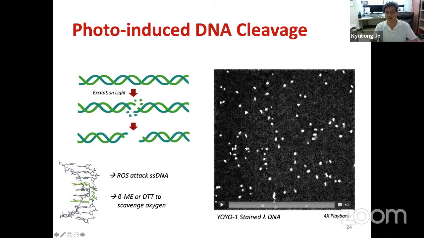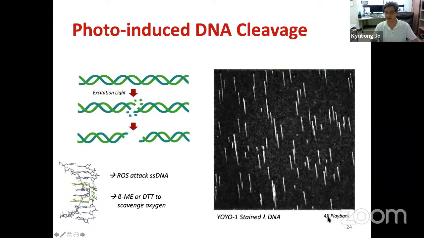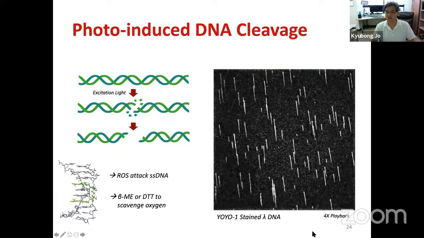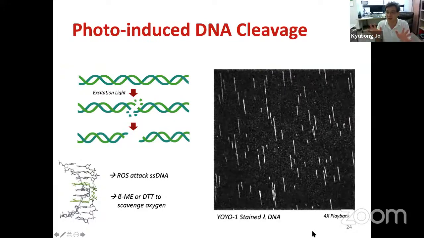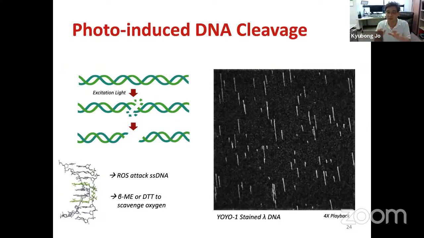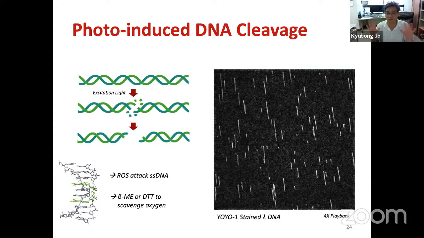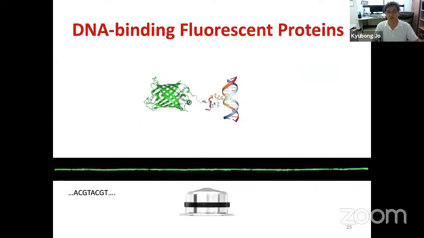This is one of the movies we took, a little bit faster, like 4 times playback. We simply watch the tethered DNA molecules, but many of them just disappeared because of the photocleavage. That is a serious, well-known issue. So we try to solve this problem. The answer is that we want to develop a fluorescence protein and DNA binding protein.